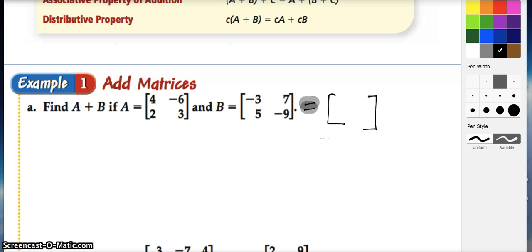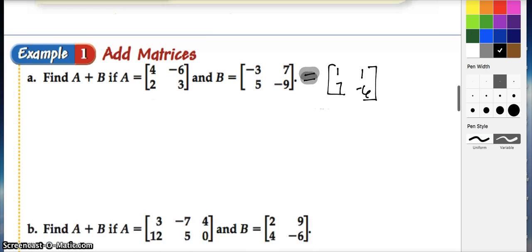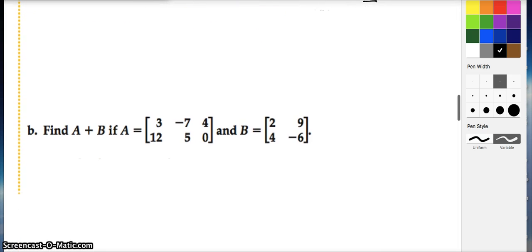So we're going to add 4 plus a negative 3 and we'll get 1. We'll add 2 plus 5 and get 7 here. Negative 6 and 7 will give us 1, and 3 and negative 9 will give us negative 6. So here is the sum. Here's the matrix A plus B. That's what we just showed us here. And that's all we got to do. Over here, we're going to look at this guy. Here's A and here's B, and we are going to add these guys together.